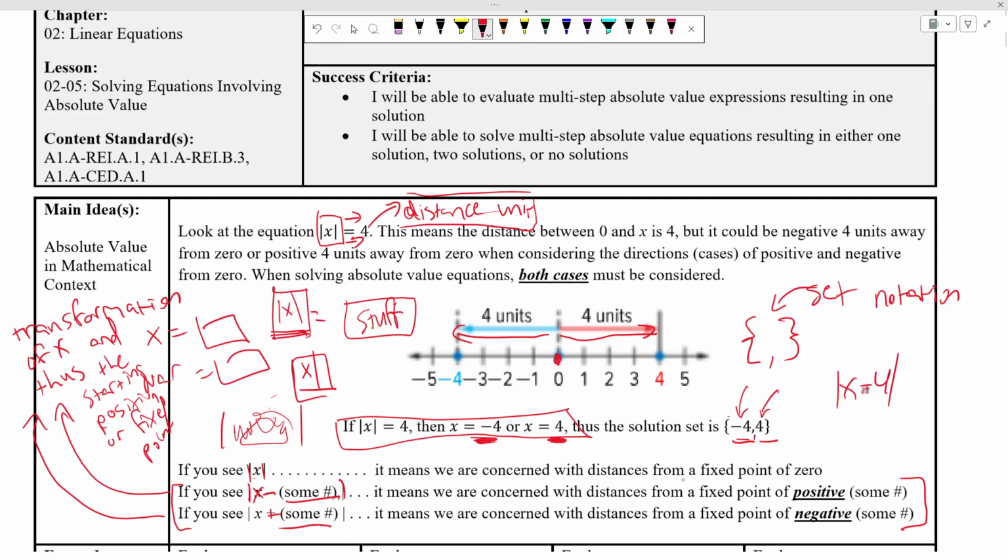And then you would look here, you would recognize the minus symbol, and you look here, if you see x and then minus symbol, some number, it means we are concerned with distances from a fixed point of positive some number. So if you saw this, for example, you would say that the starting position has been modified from 0 to now 4. Again, it's very abstract right now. I get it. Just recognize this is included here as reference for you to see as you perhaps work through some word problems.